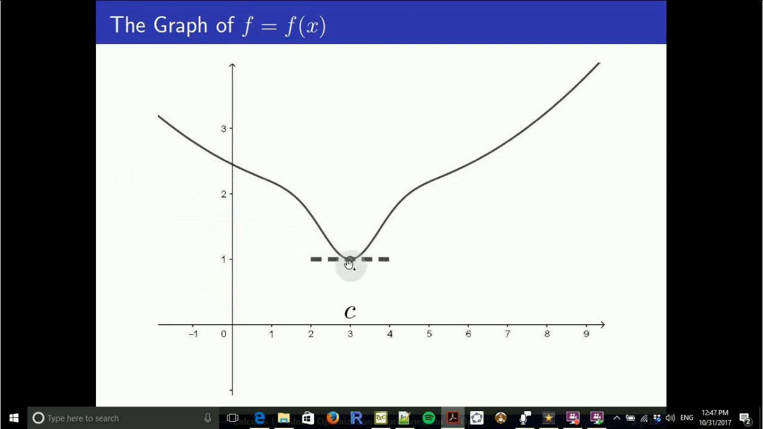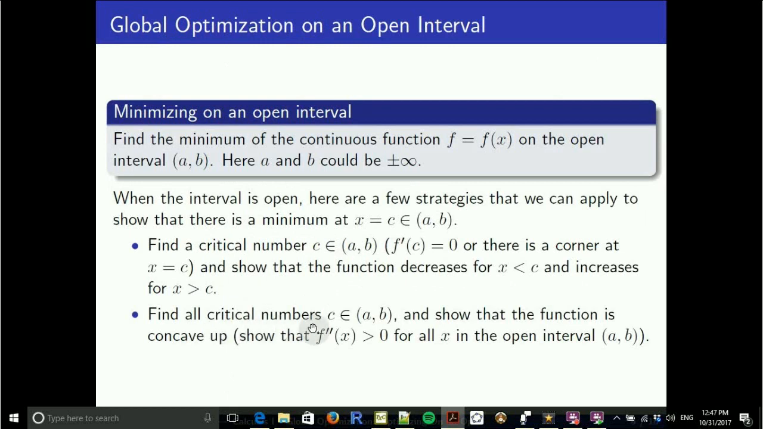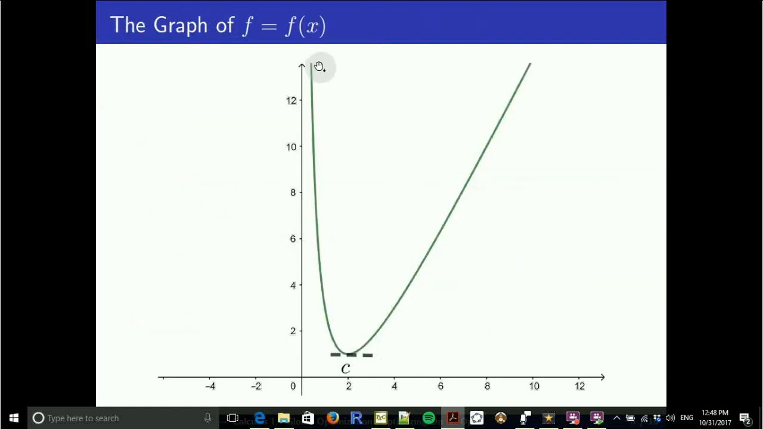For the second method, we find a critical number c in the interval (a, b) and show that the function is concave up. For this, we could show that f''(x) is larger than 0 for all x in the open interval (a, b). This is shown in the following figure, which shows a curve that is concave up and where at c the slope of the tangent line is 0. So this is where the minimum occurs.